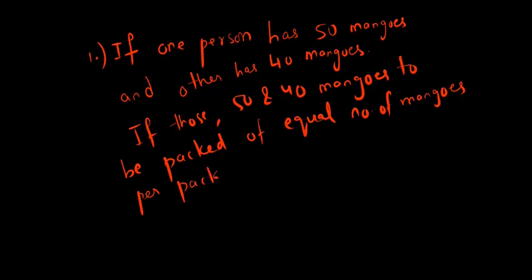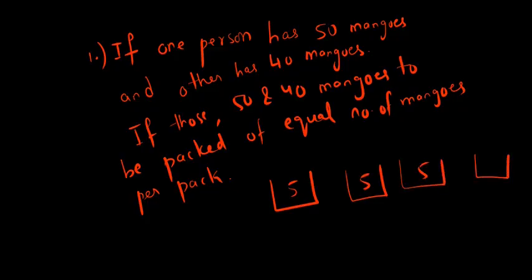Till now, let's see this question. Here they are saying that if one person has 50 mangoes and the other has 40 mangoes, and those are to be packed with an equal number of mangoes, that is, if one packet has 5 mangoes, another should also have 5. Like that, equal packages. How many ways can we do it? We can pack a single mango in each, so for this one 50 packets, for this one 40.